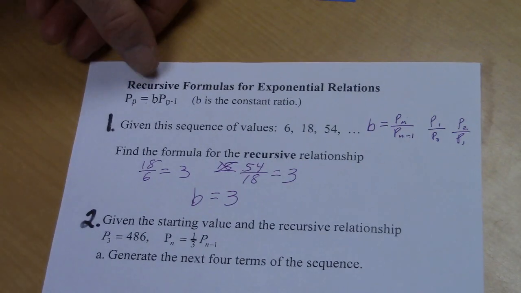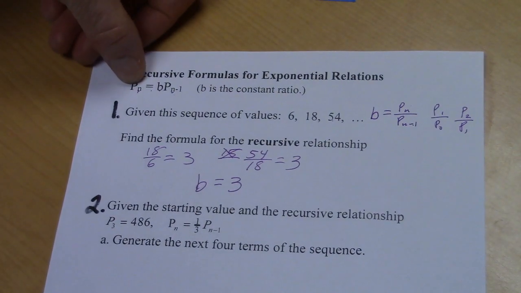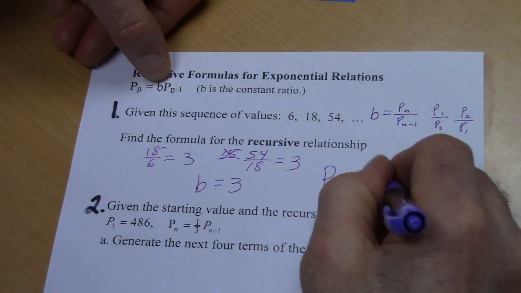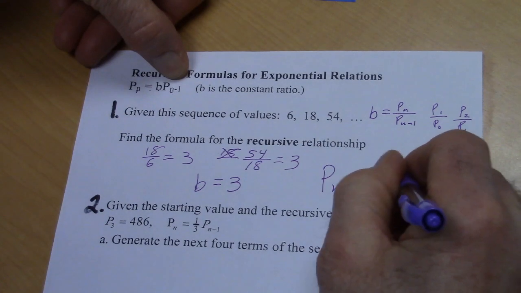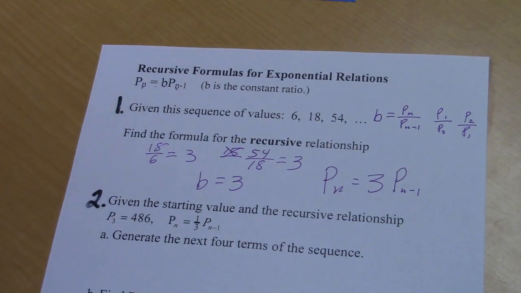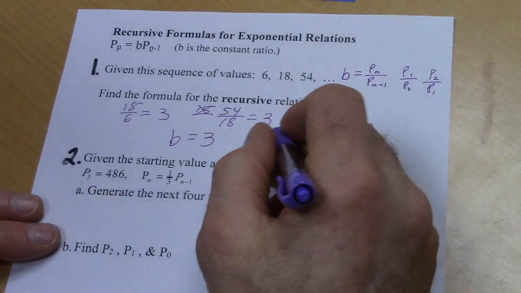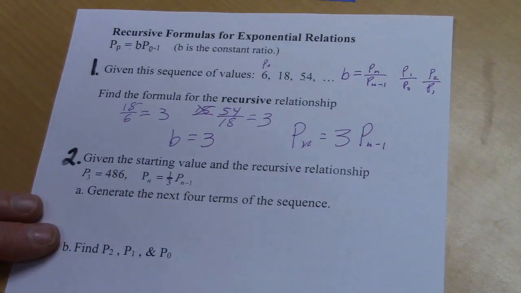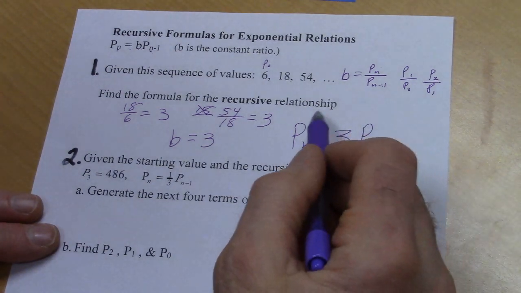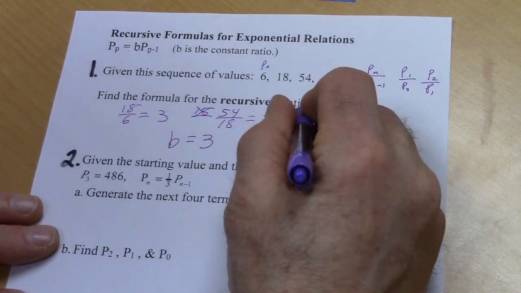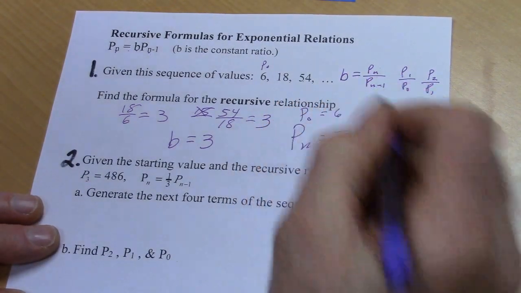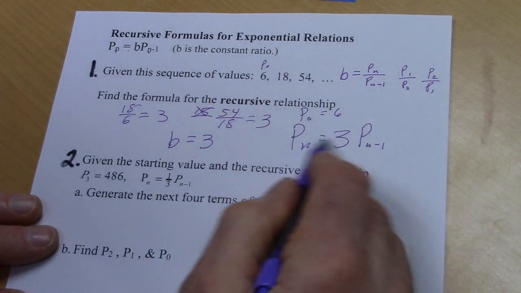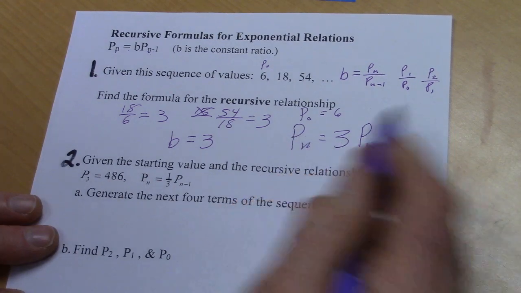And so the recursive formula is P sub n is equal to b, that's 3, times P sub n minus 1. And that's it. Now you might note that P sub 0 is equal to 6. In some recursive formulas, they often prefer to write the initial term, P sub 0 equals 6, so at least you have a place to start. Basically, this just tells you what the ratio is between consecutive terms.